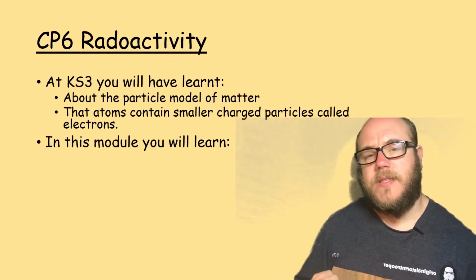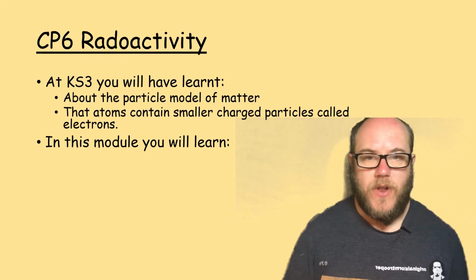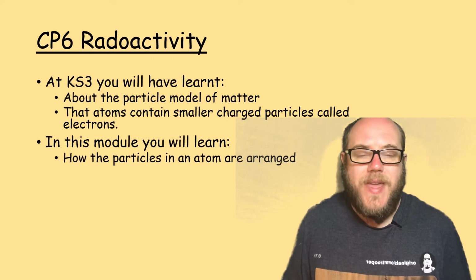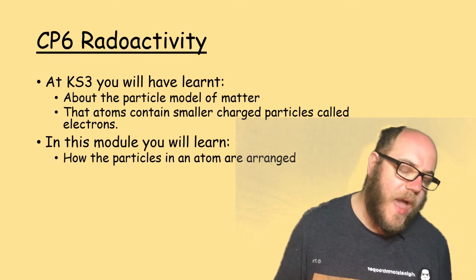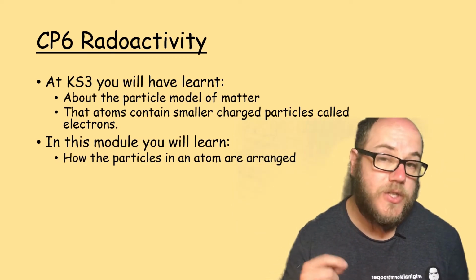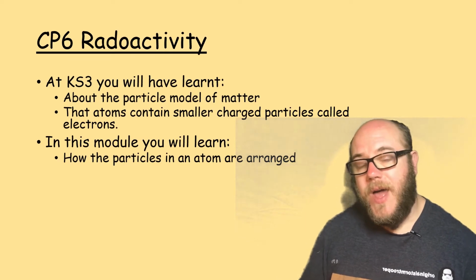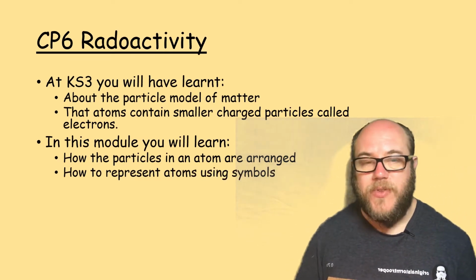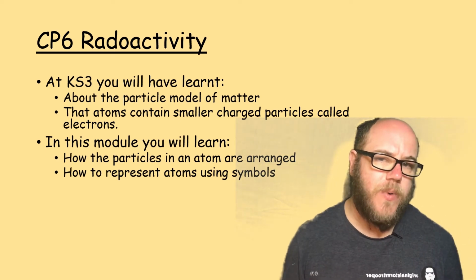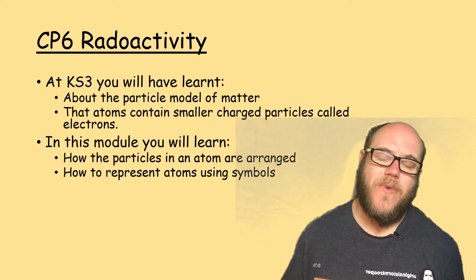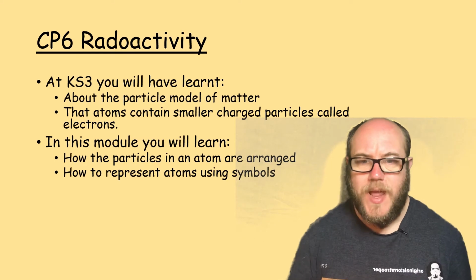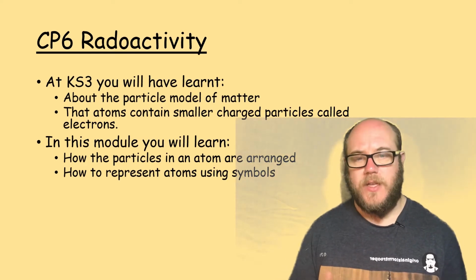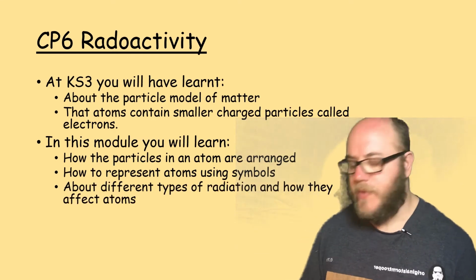In this section, you are going to learn the following things. You're going to learn how particles in the atom are arranged, where you'll find each individual subatomic particle and what they will do. We're going to learn how to represent atoms as symbols. This is quite important. We don't want to be messing around, spending our time drawing atoms all the time. We actually want to make quick, rough and ready symbols so that everybody knows what we're talking about.